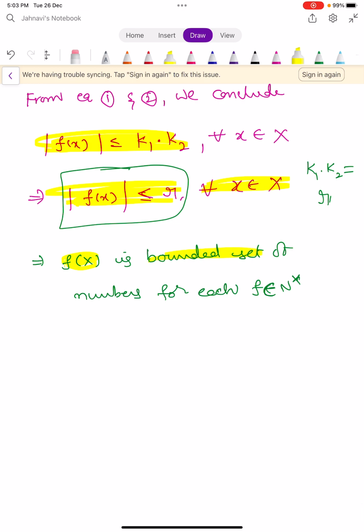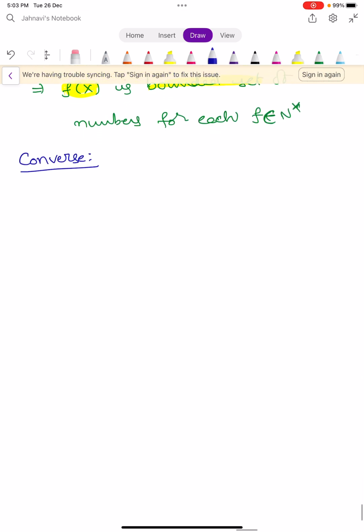So now we prove the converse part, the reverse part. Let us assume that f of X is a bounded set of numbers.